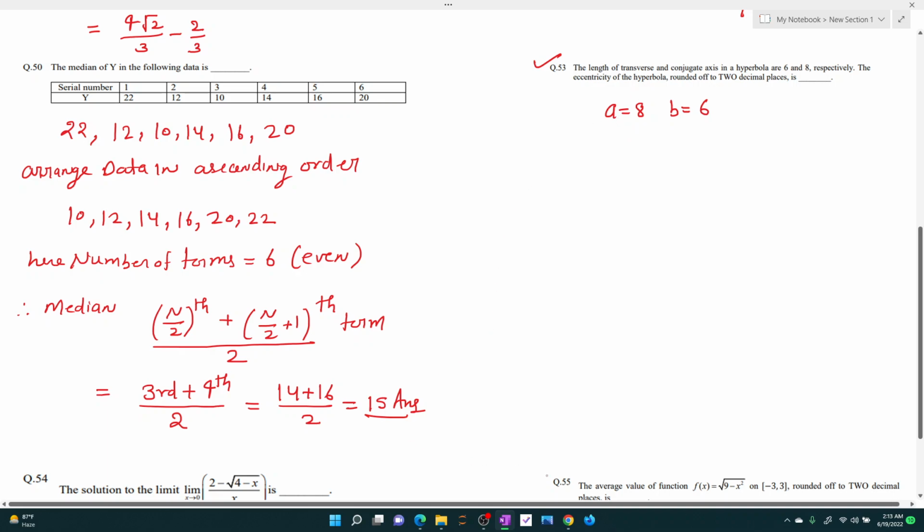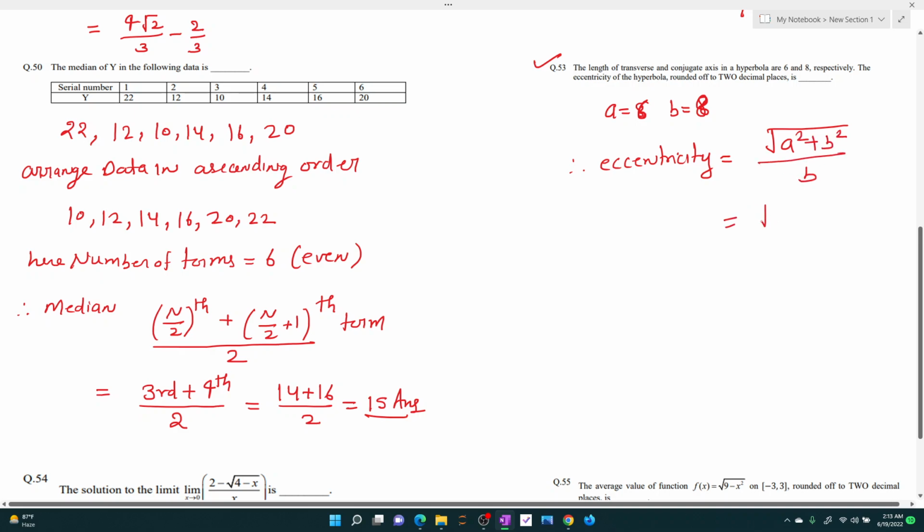Or sorry, my bad. So A is 6 here and B is 8 here. Therefore, the value of eccentricity of hyperbola is, so eccentricity is given by nothing but square root of a square plus b square divided by b.